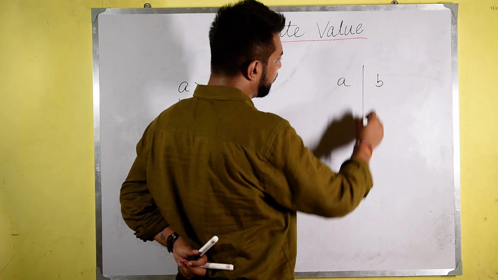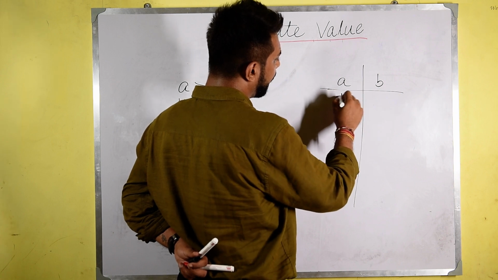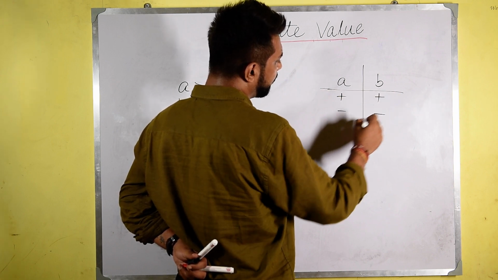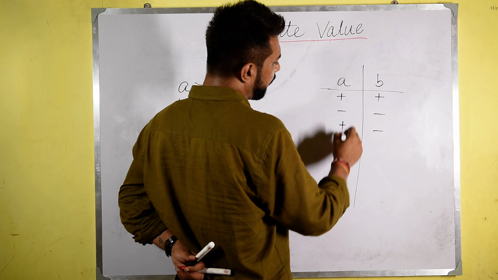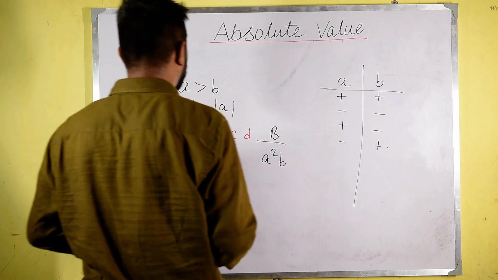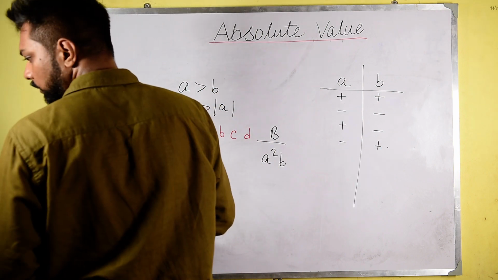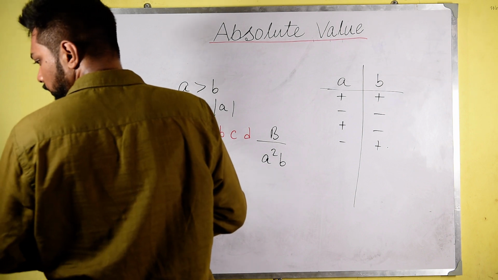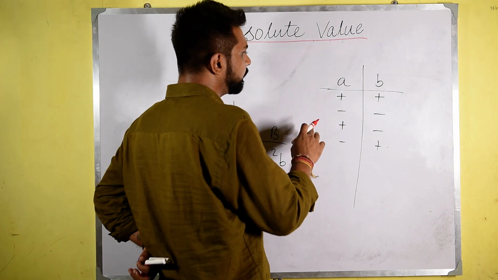This is A, this is B. It is possible that A is positive, B is positive; A is negative, B is negative; A is positive, B is negative; A is negative, B is positive, right? These are the four possible things we can have.